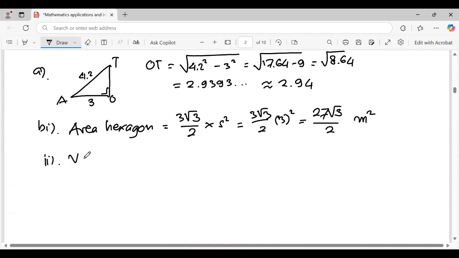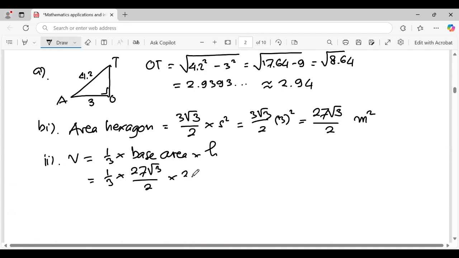And then the volume equals 1/3 times base area times h, the height. So 1/3 times 27 square root 3 over 2, times 2.94. And the result is 22.9102, or 22.9 meters cubed, because it is volume.